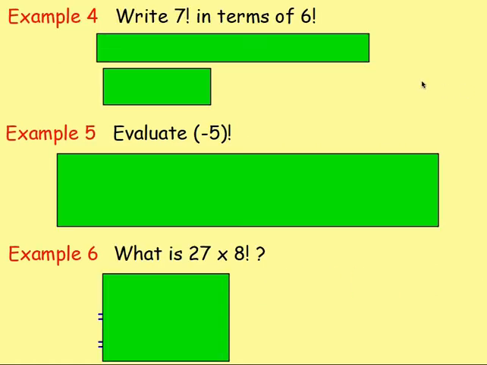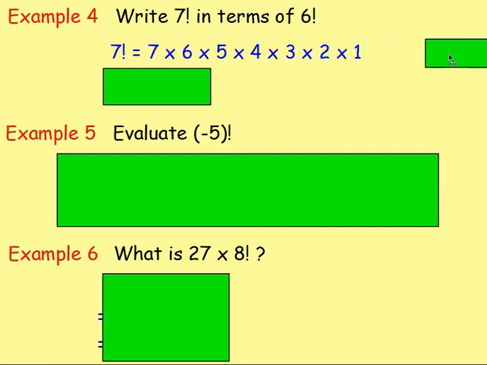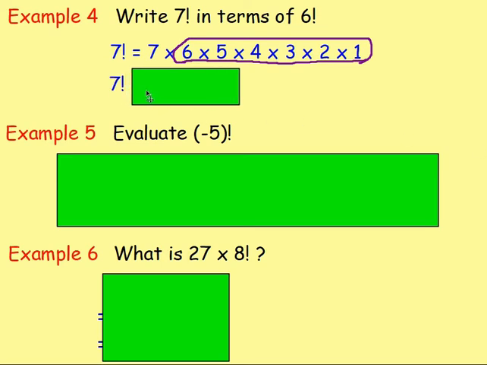Example 3, 0 factorial, Maria? Perfect, it is 1. Excellent. Example 4. Write 7 factorial in terms of 6 factorial. So to do this, first of all, Harry, what does 7 factorial mean? Perfect, it means 7 times 6 times 5 times 4 times 3 times 2 times 1. But we want to write 7 factorial in terms of 6 factorial. Whereabouts does 6 factorial come into play? Well, if you look at this here, you've got 6 times 5 times 4 times 3 times 2 times 1. And really that bit there you can write as, you got it, 6 factorial. So really 7 factorial would be 7 times 6 factorial.